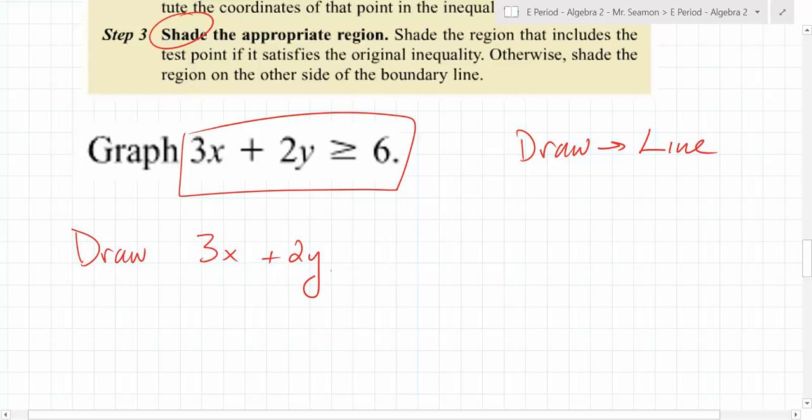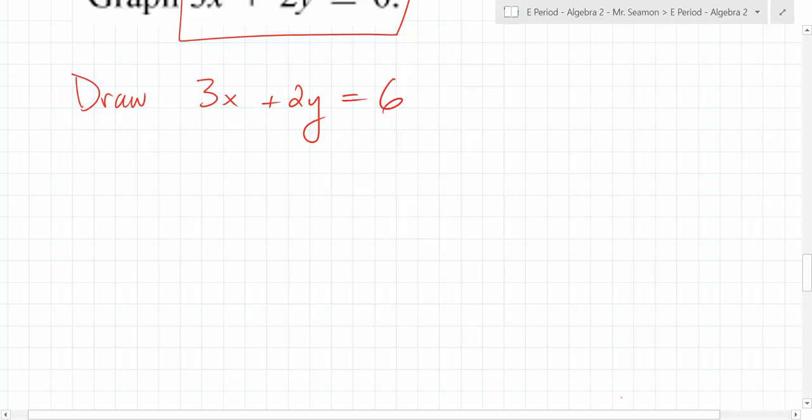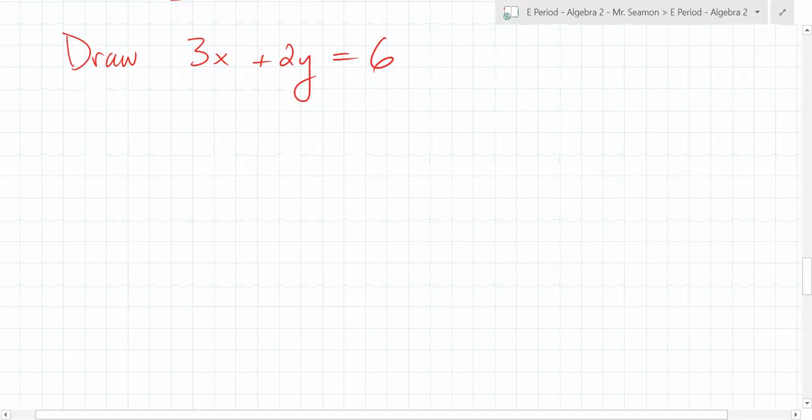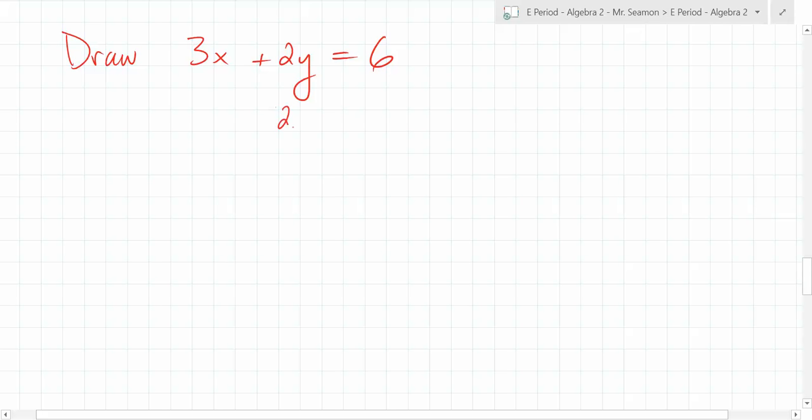So graph this for me. 3x plus 2y is equal to 6. Graph that for me, which is the same thing. Draw that line for me. How did you go about graphing this? What did you do first? Yep, what'd you do with it? Sure, so you subtracted 3x maybe, and then you divided by, and that's kind of nice.